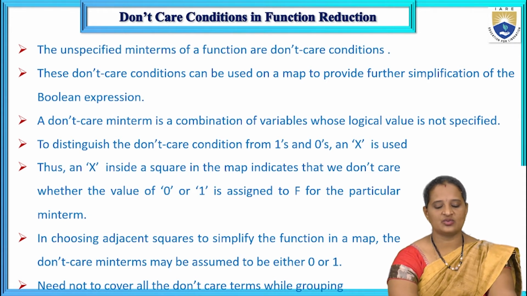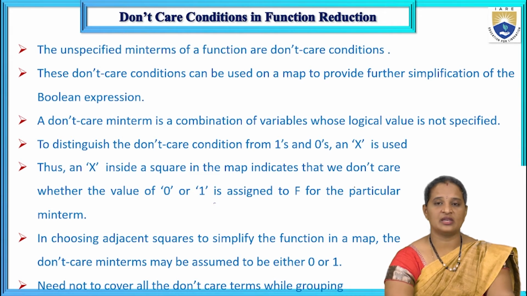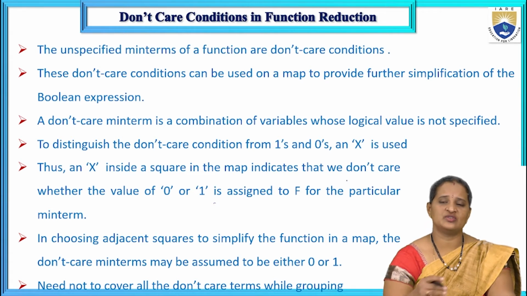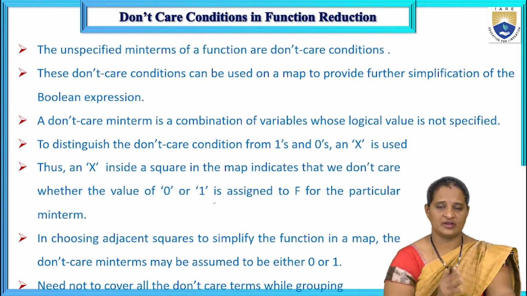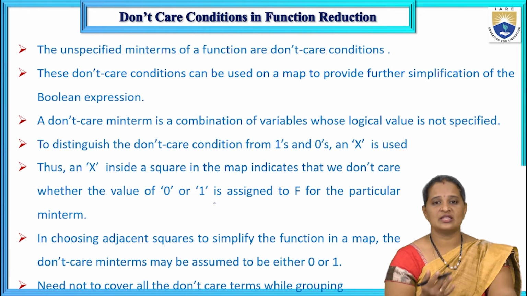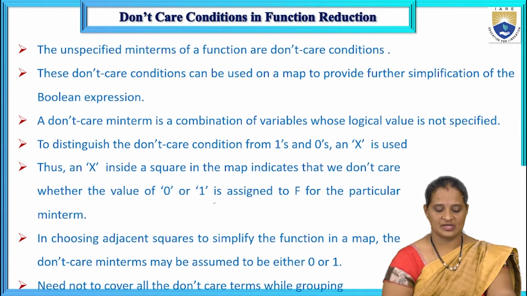So X inside a square in the map indicates that we don't care whether the value 0 or 1 is assigned to F for the particular minterm. That means whatever the value of the function for that particular combination, either 0 or 1, we are not bothered about it, but I can use this don't care condition while grouping to get a more simplified expression.